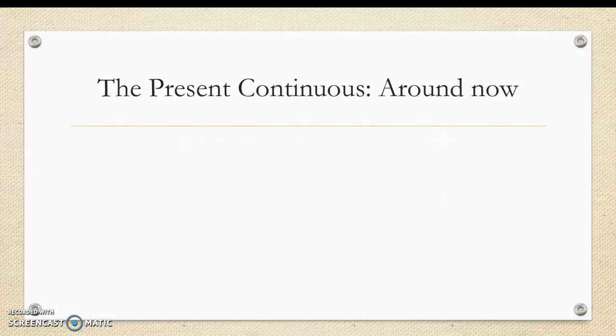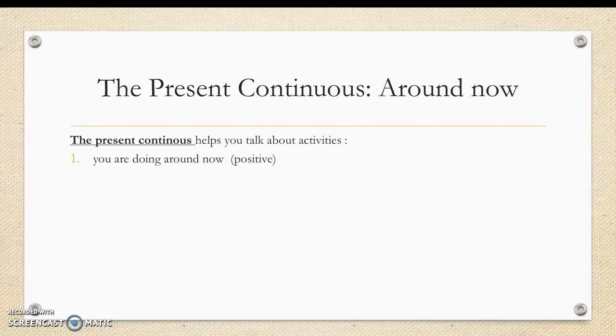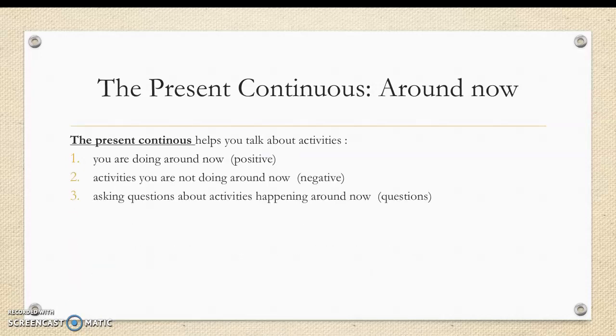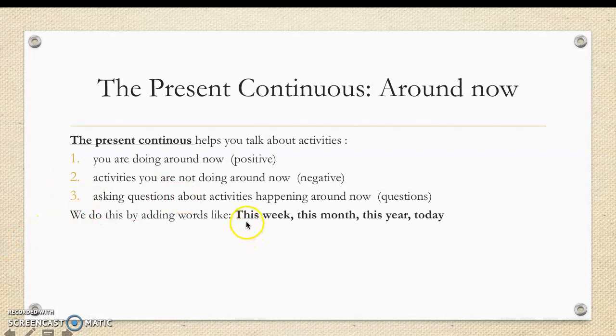The present continuous we use to talk around now. And what do I mean by that? It's activities that you're doing around now, that you're not doing, and again asking questions about activities happening now. So we can do this by adding words like this week, this month, this year, today at the end of the sentence. Let's take a look.